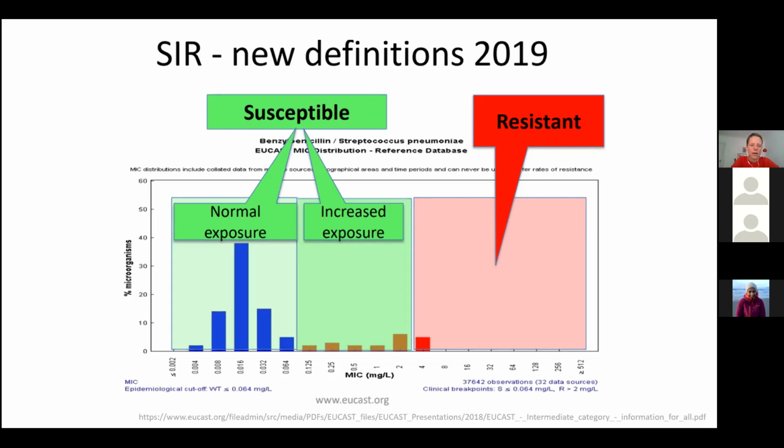So the new I now means susceptible, increased exposure, and we have 2 susceptible categories: S meaning susceptible, normal exposure or normal dosage, and I meaning susceptible, increased exposure. And the I in increased exposure is now what I stands for. The resistant category is unchanged.